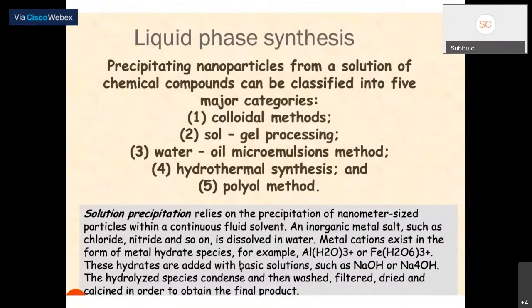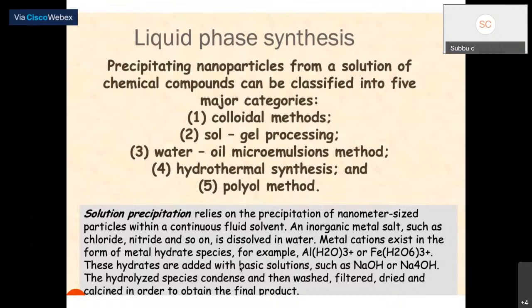That's where I can see. So liquid phase synthesis normally proceeds via several methods. The simplest method people can think of is a colloidal method. Then the second one is a sol gel method. Then you can also use something like microemulsion method. You can also use hydrothermal. And polyol normally is a very specific thing for metal nanoparticles.